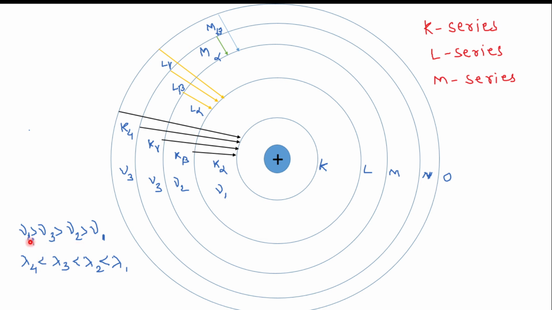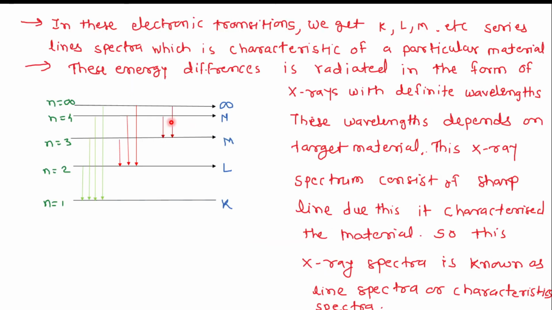If the frequency is large, the wavelength is small. If the frequency is small, the wavelength is large. So for this line, frequency is small but wavelength is large, and for this line, frequency is large and wavelength is small. In this way we get the K alpha, K beta, K gamma, and so on, and similarly L alpha, L beta, L gamma, and M alpha, M beta.